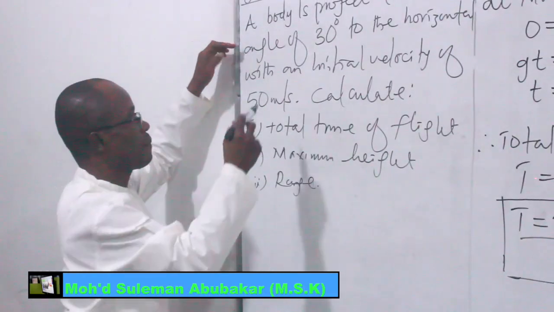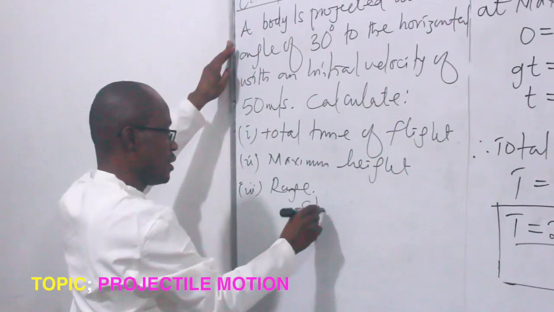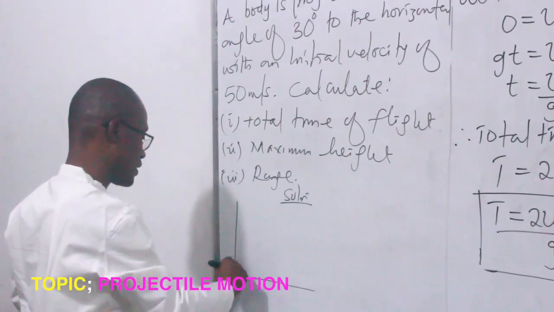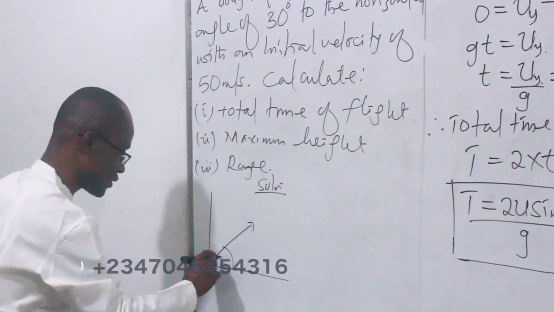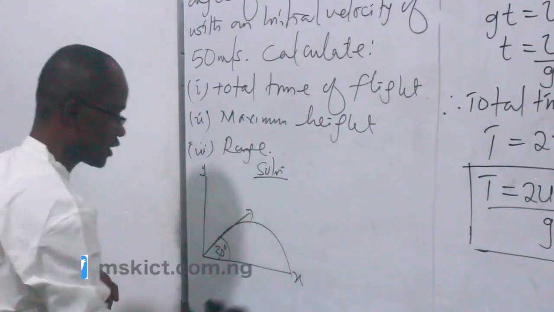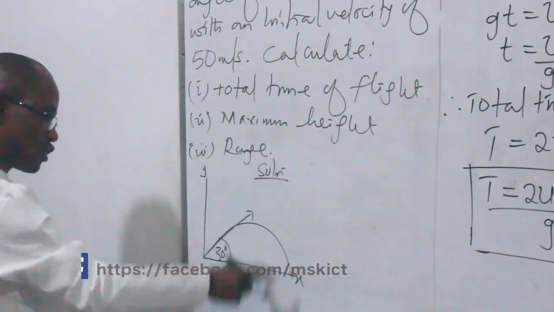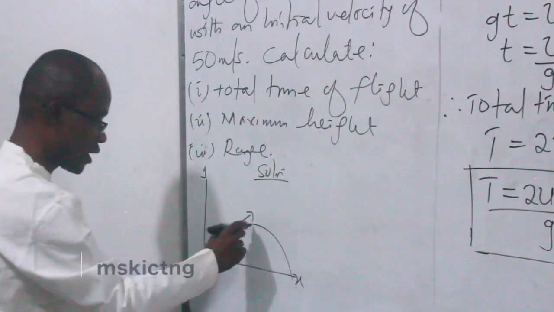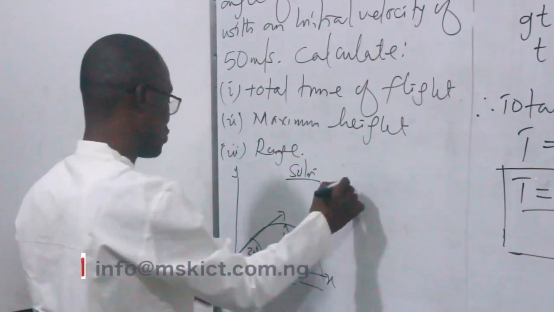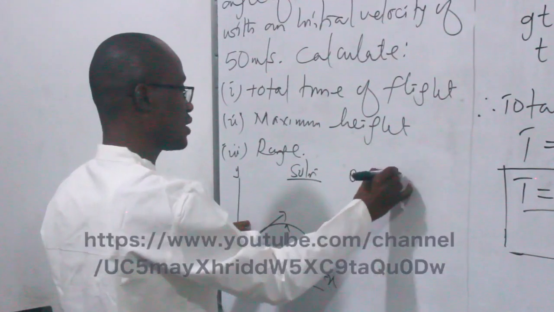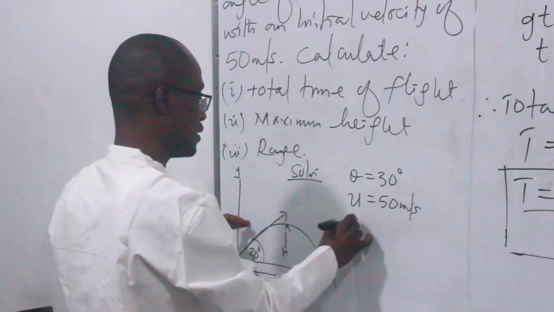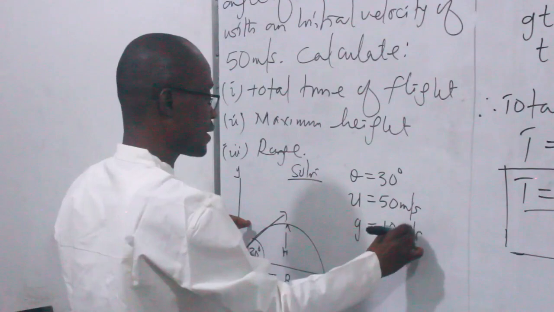The parameters here are, first of all, a body is projected at an angle of 30 degrees to the horizontal. This is 30 degrees, this is vertical, this is horizontal. It describes a trajectory. The path is called the trajectory of a projectile, while the shape of the path is a parabola. So this is the maximum height, then this is the range. So in this case, we have theta equals 30 degrees, u equals 50 meters per second, g equals 10 meters per second squared.